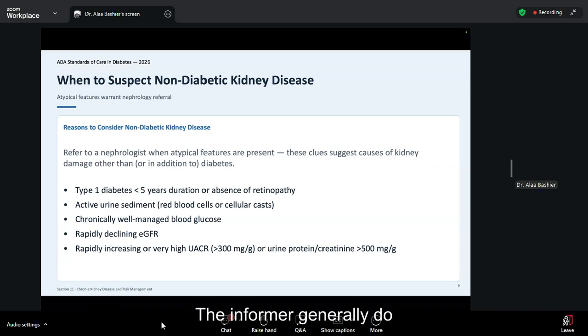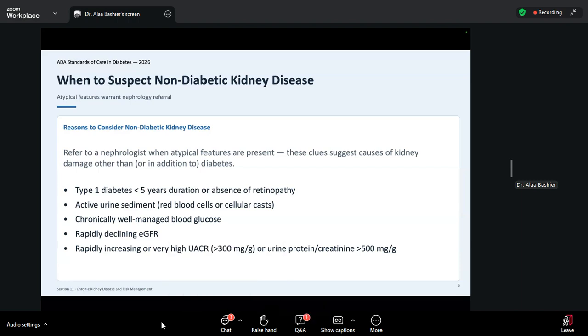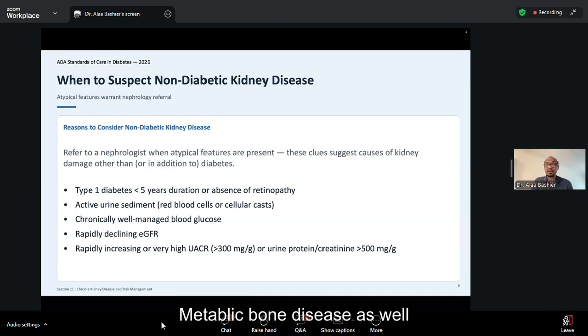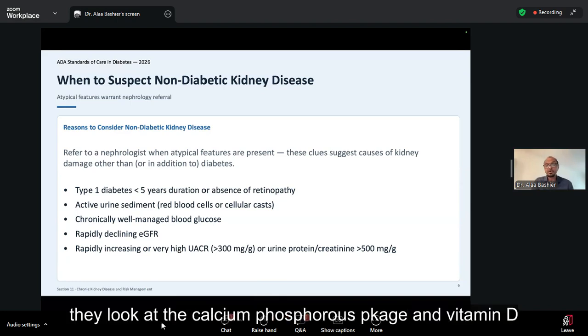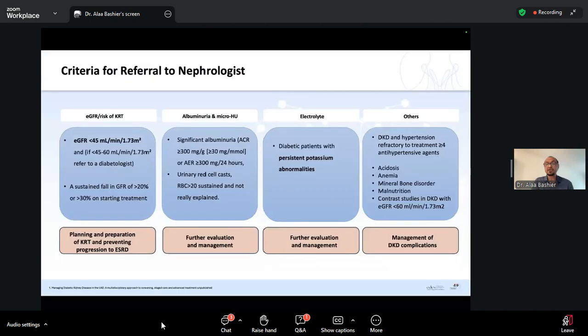And what the nephrologists generally do, they look at volume overload. They need to take history, examine, check their weight. They need to check electrolyte imbalance, specifically the hyperkalemia. They need to look for the metabolic acidosis and serum electrolytes. Anemia, it usually develops after stage 3B and beyond, and metabolic bone disease as well. They look at the calcium, phosphorus, PTH, and vitamin D levels.